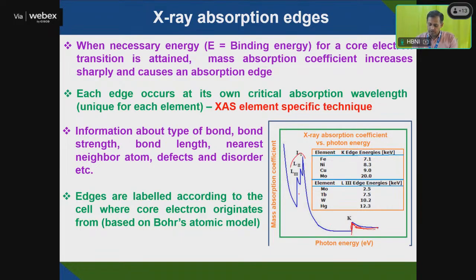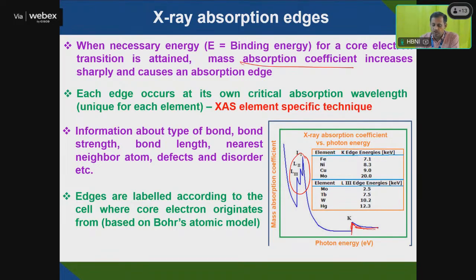Similarly here you will see that the absorption coefficient changes sharply, and you will see a band edge peak. When the necessary energy, that is the binding energy for a core electron transition, is attained, a transition takes place, the mass absorption coefficient mu increases sharply, and you will be able to see this absorption edge.